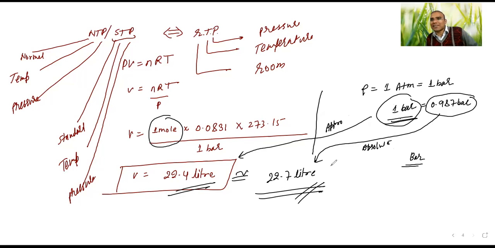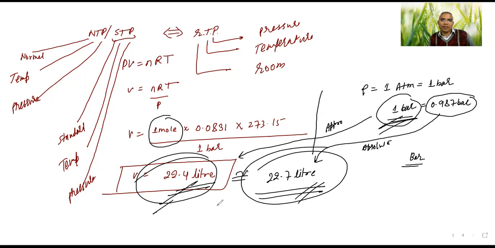If someone asks what is different between these two, you should know that atmospheric pressure is actually 0.987 bar. But to put 0.987 in the calculation, it is very difficult to multiply. So we simply use the approximation, that is 1, rounding off. If you are using 1, it gives 22.4 liter. If you are using the absolute value 0.987, it gives 22.7. So here we are going to use 22.4.